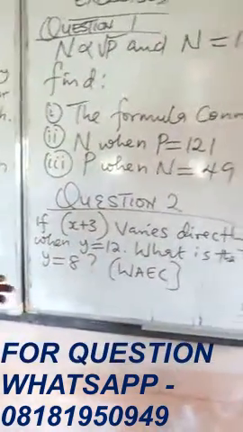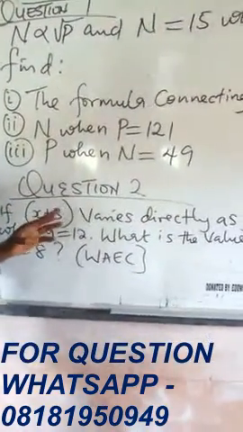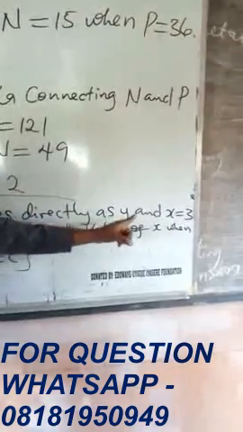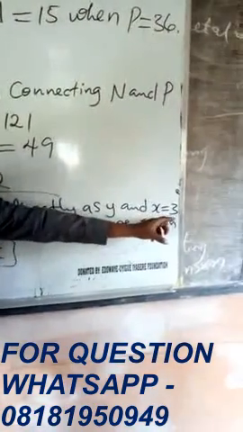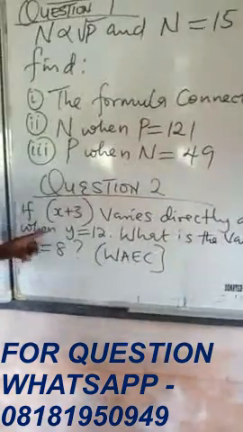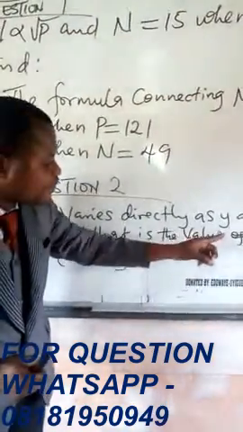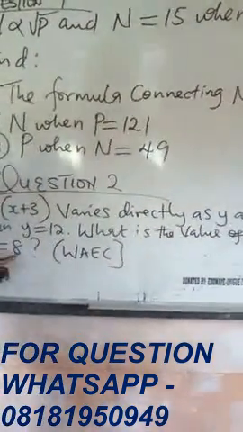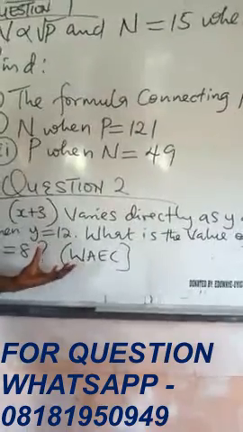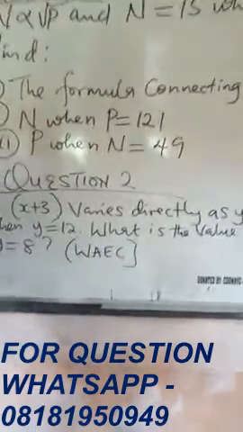Question 2. If x plus 3 varies directly as y, and x equals 3 when y equals 12, what is the value of x when y equals 8? This is another example of this type of question. Okay, it's a past question.